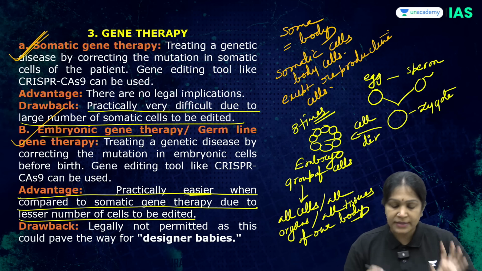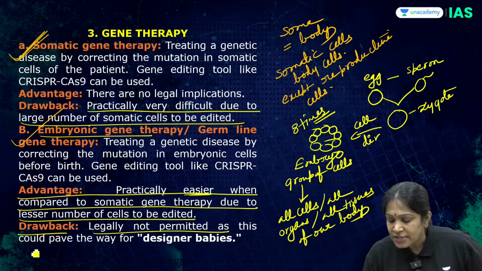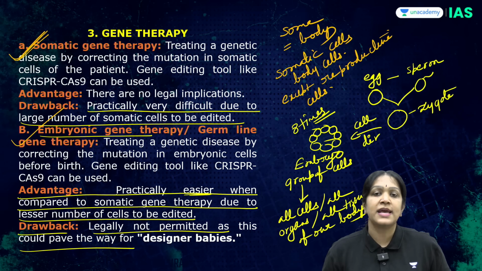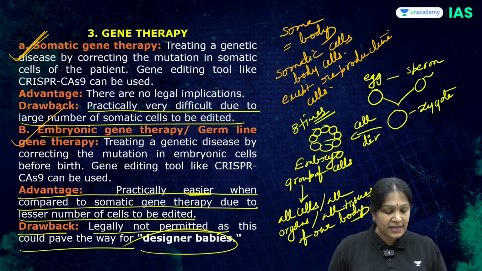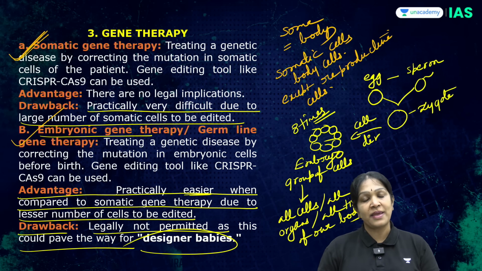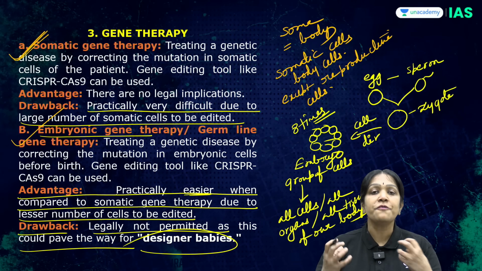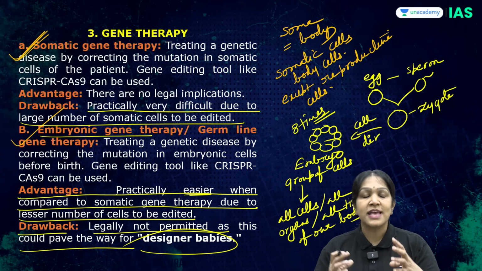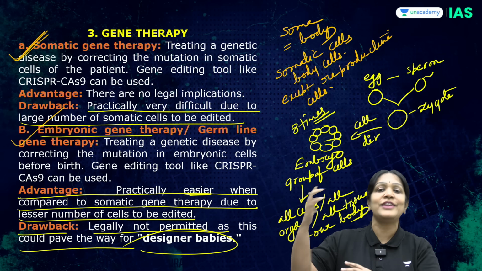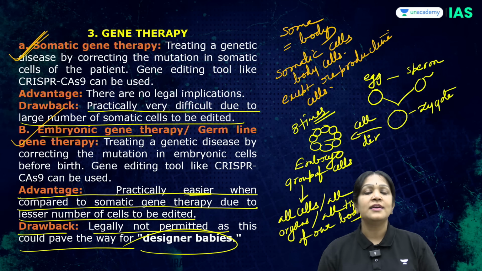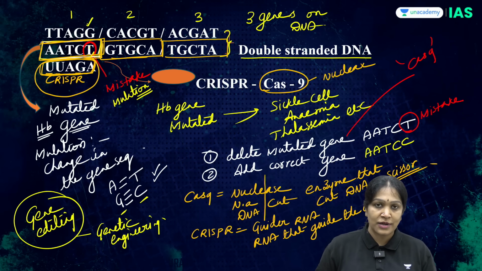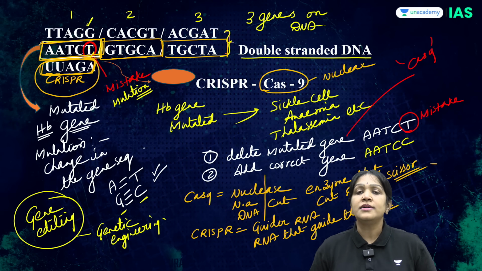Is it clear? But here the drawback is embryonic gene therapy is not legally permitted because it can pave way to designer baby. Then what do you mean by designer baby? That is another application of genetic engineering. In the designer baby, we can have a baby with a list of all the expected features. Say I want a baby with fair skin, curly hair, blue eyes, chubby cheeks, very tall, very healthy, super intelligent. This kind of modifications I can do using the same CRISPR-Cas9 technology. But is it moral or not?